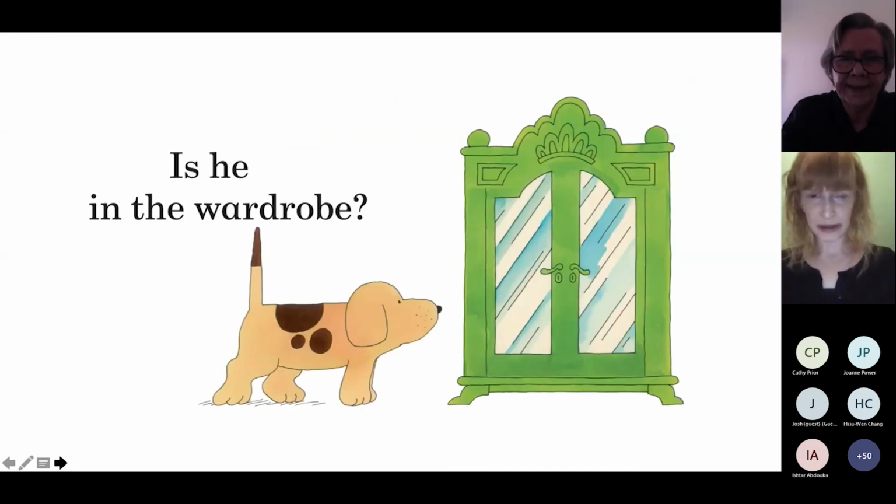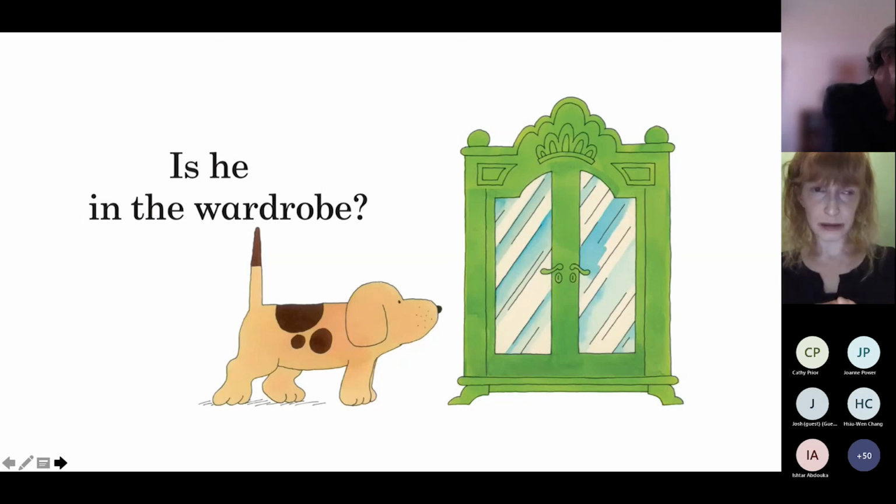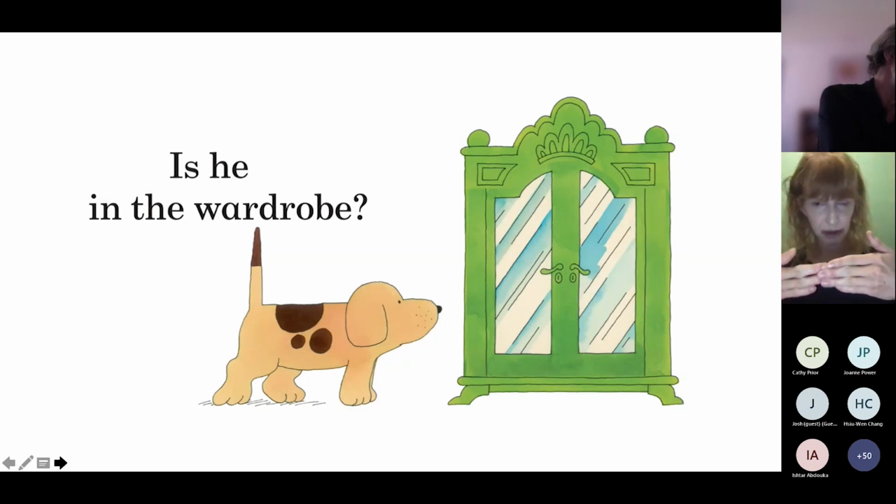One thing I just wanted to say about this page is we talked in the last section a lot about using our words visually and thinking about how they visually make sense. So we've done a lot of opening the door, opening the book. But for this wardrobe, which has two doors, we might do something like that. We better open the wardrobe and see if he's inside.